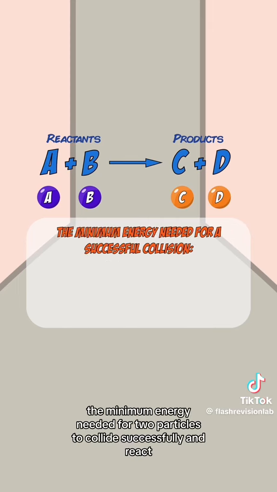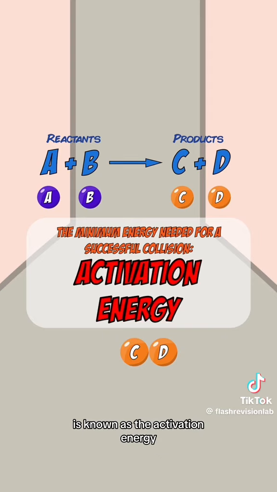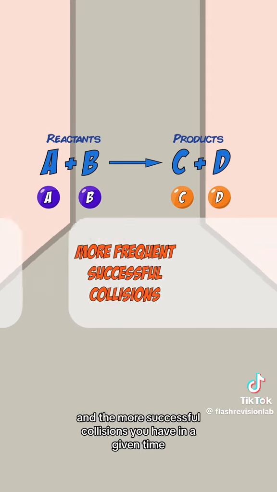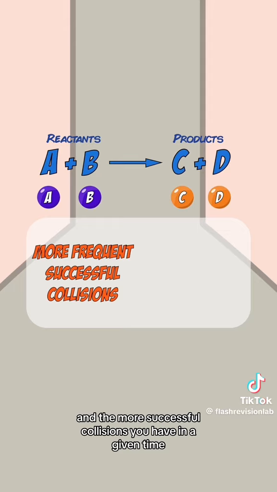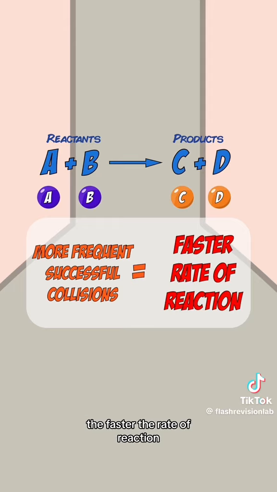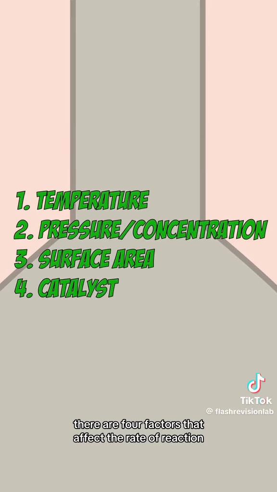The minimum energy needed for two particles to collide successfully and react is known as the activation energy. And the more successful collisions you have in a given time, the faster the rate of reaction. There are 4 factors that affect the rate of reaction.